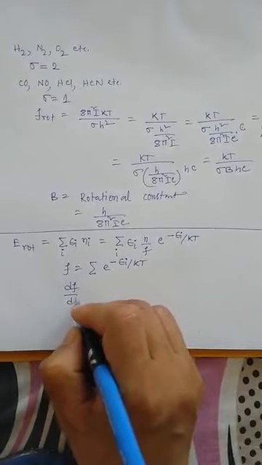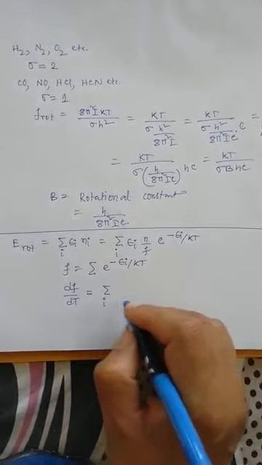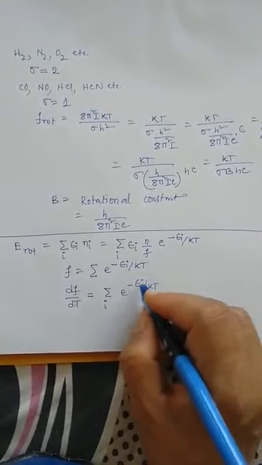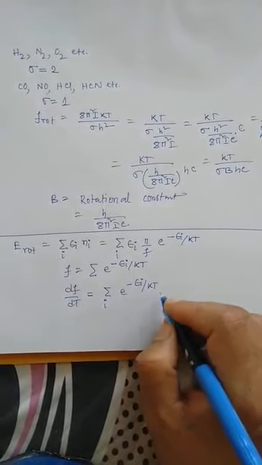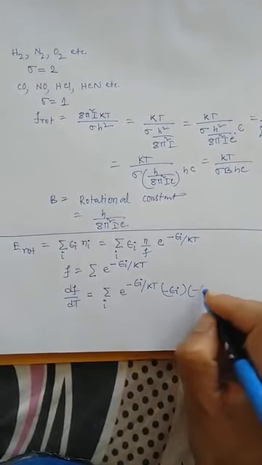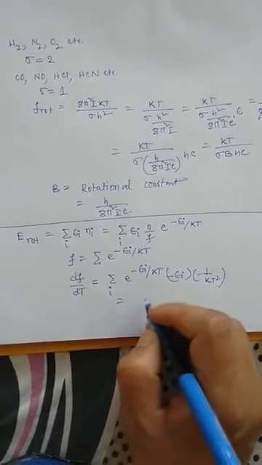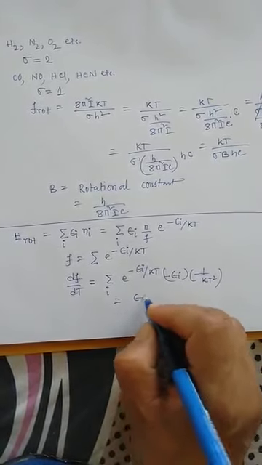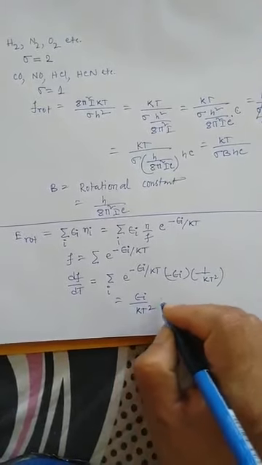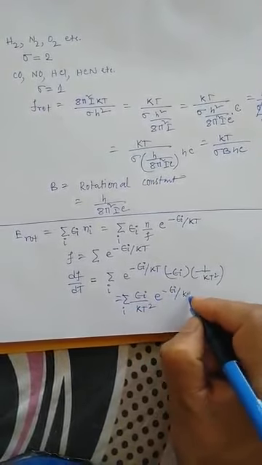So df by dT becomes, the summation sign is outside, so e to the power minus εi by kT gives you e to the minus εi by kT, and you have to differentiate also these terms. Minus εi by kT gives you minus εi, and 1 upon kT, if you differentiate this gives you minus 1 upon kT square, because this is the successive derivative, so you have to derive it stepwise. So minus minus becomes plus, so εi by kT square within the summation sign e to the power minus εi by kT.